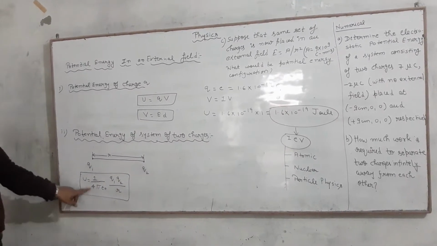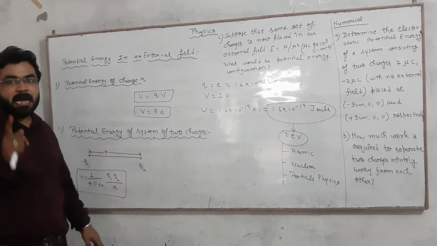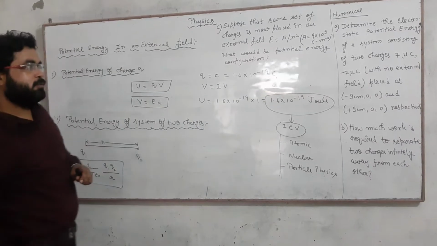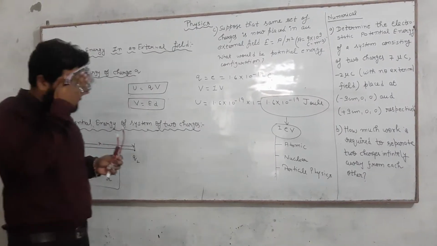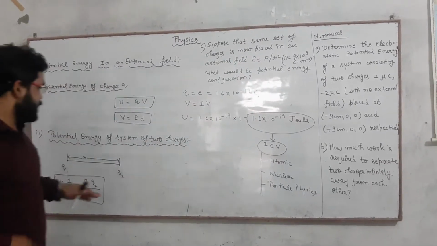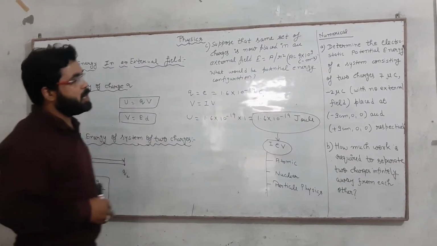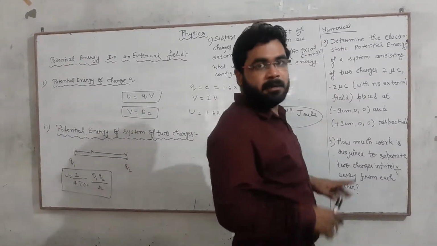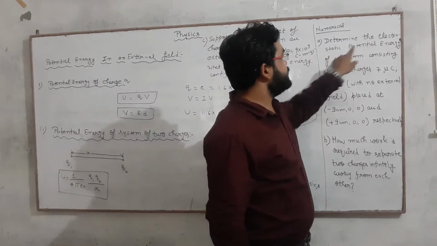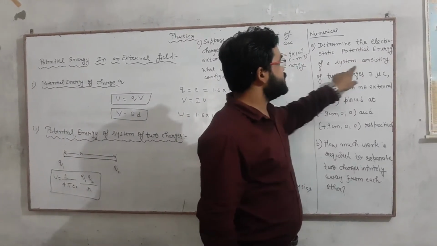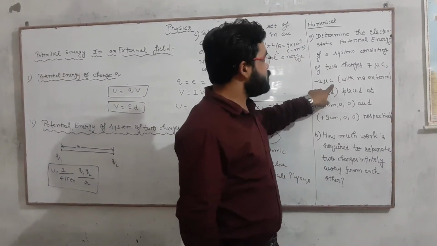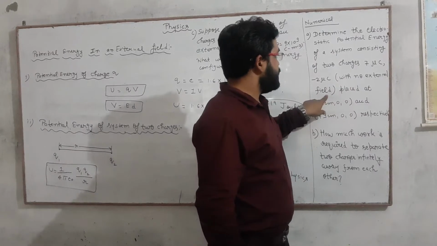And you all know 1 upon 4 pi epsilon naught is 9 into 10 to the power 9, in its units. So these are two formulas, and on these two formulas we are going to discuss a numerical. The numerical is: determine the electrostatic potential energy of a system consisting of two charges, 7 microcoulomb and minus 2 microcoulomb, with no external field.